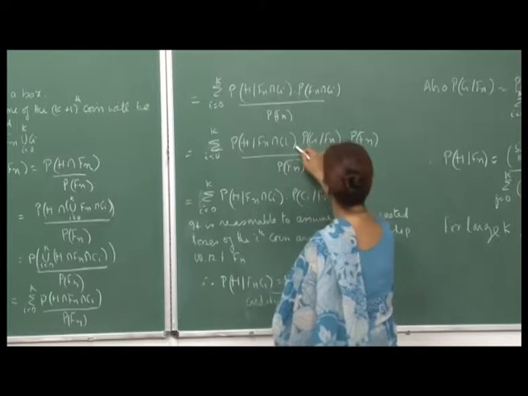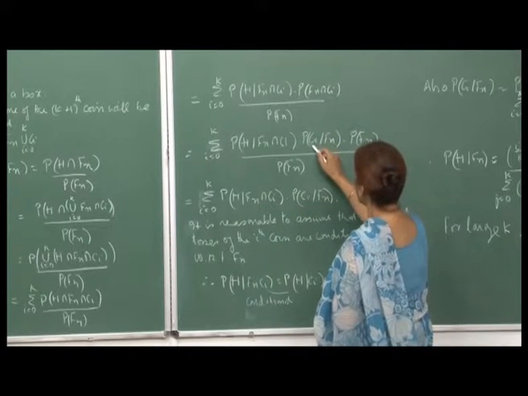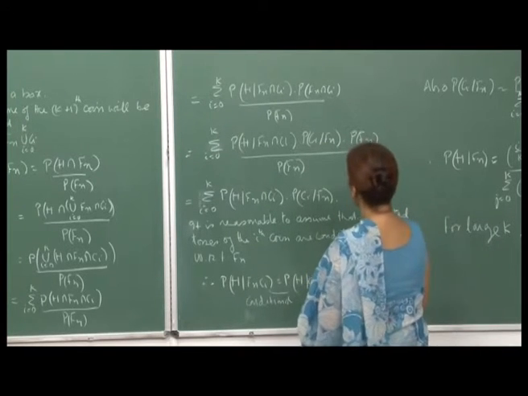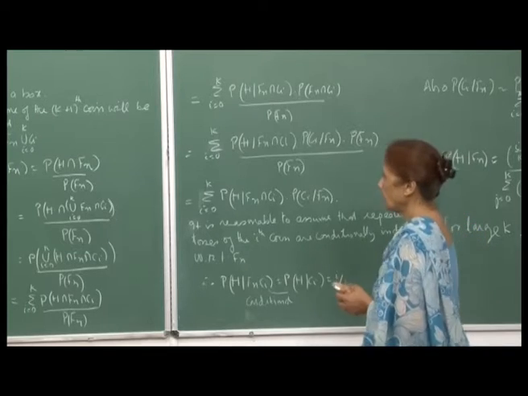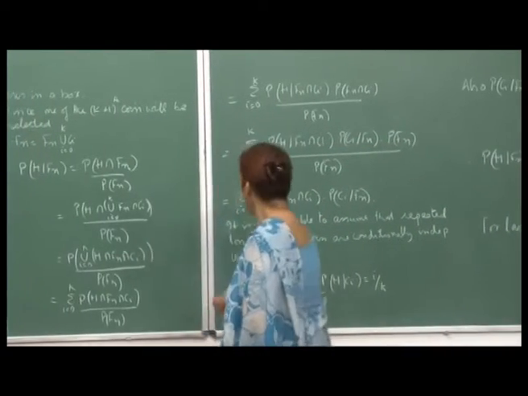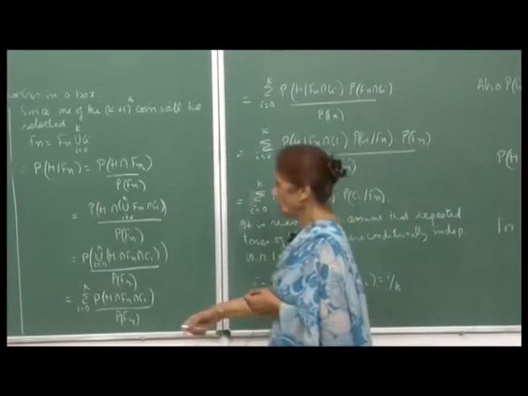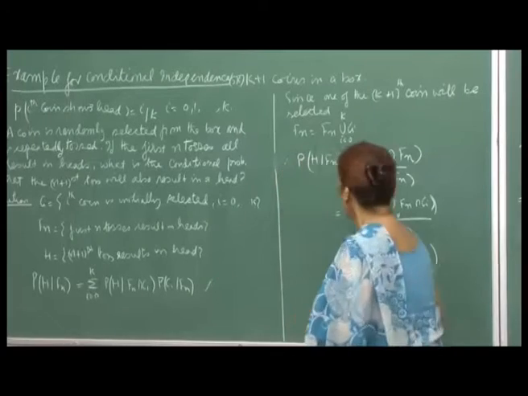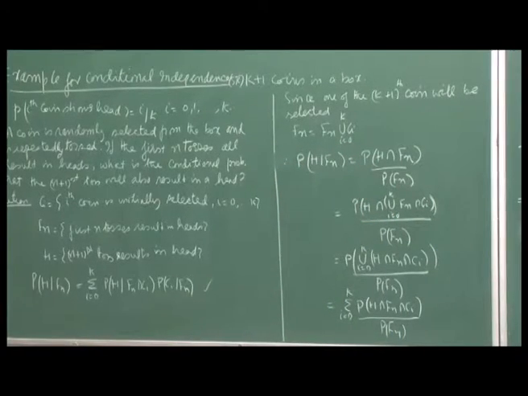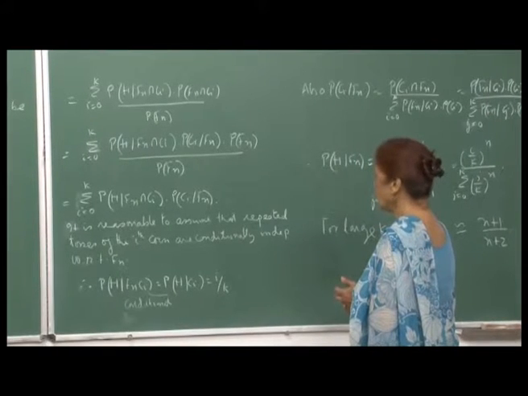Then this remains this. This again I can write in terms of conditional probability as C i given F n, times P of F n. So, P of F n cancels because F n is a given event, and therefore the probability of F n cannot be 0, and so I get this expression which is written here. Now, it is reasonable to assume that repeated tosses of the ith coin are conditionally independent.